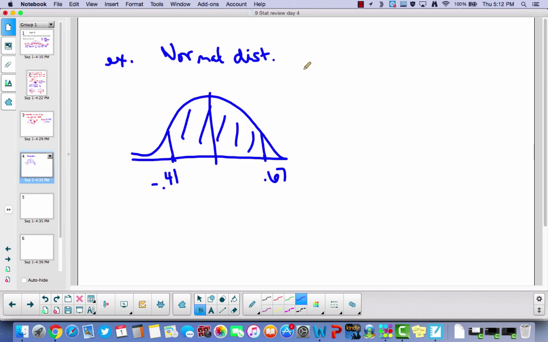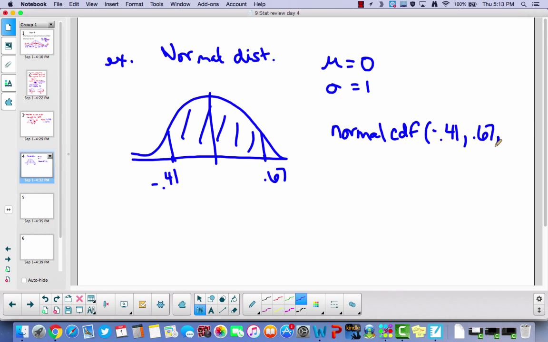What do we know about a normal distribution? Talk to your side partner about what you know about that. Right. When it's normally distributed, we can say that the mean is 0 and the standard deviation is 1. So you can use that. So you would do your normal CDF. Your lower bound would be your negative 0.41. Your upper bound would be your 0.67. Your mean would be 0, and your standard deviation would be 1. That comes out to be approximately 0.407.